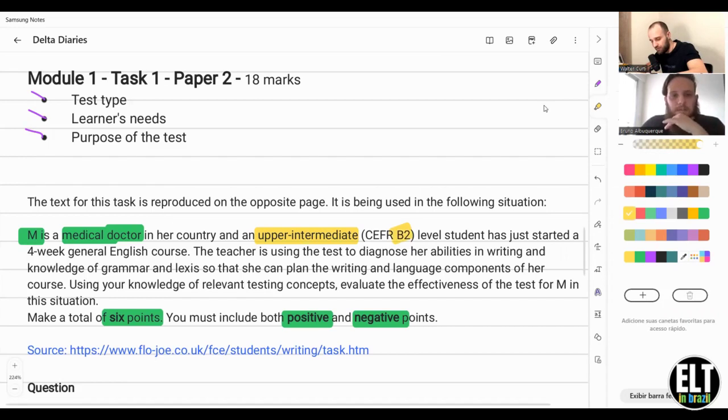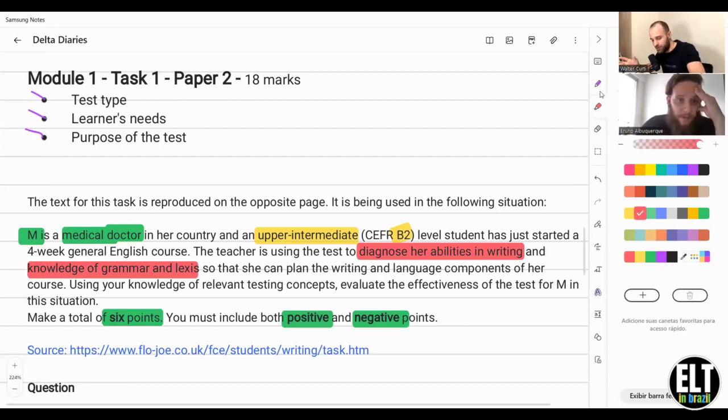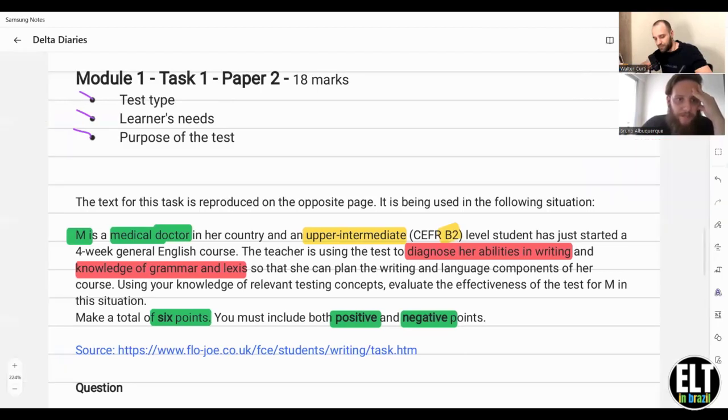Now, what's the purpose of the test? It's a diagnostic test, right? The teacher is using the test to diagnose her abilities in writing and knowledge of grammar and lexis, which means it's diagnosing writing skills and also the systems grammar and lexis. That's very important information. And then we are going to talk about all of those three in a combination, right? And we've got the purpose there, right? So that she can plan the writing and language components of her course. Which means diagnostic testing again.